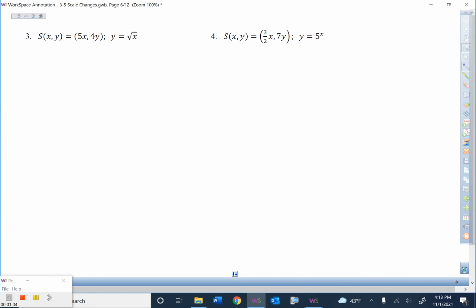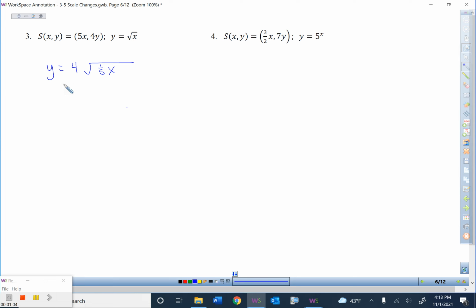Okay, we want to be able to do this with any parent function we're given. The next one is a square root. So we don't use parentheses. We're going to use that radical symbol, but same process, leave a little space and extend that so there's room for stuff underneath. So this one has a 5x, so we would change it to the reciprocal. That's 1/5 with our x. And outside what you see is what you get. We keep that 4.